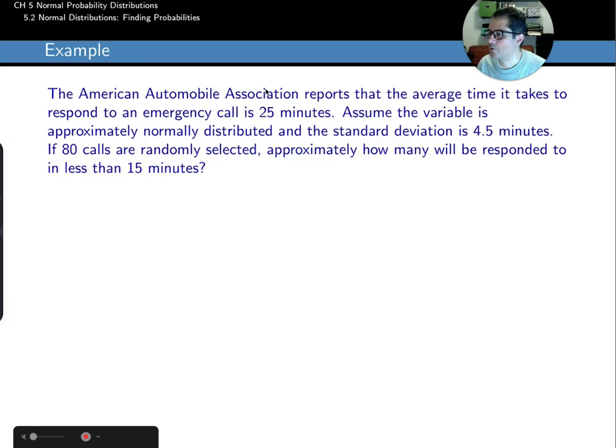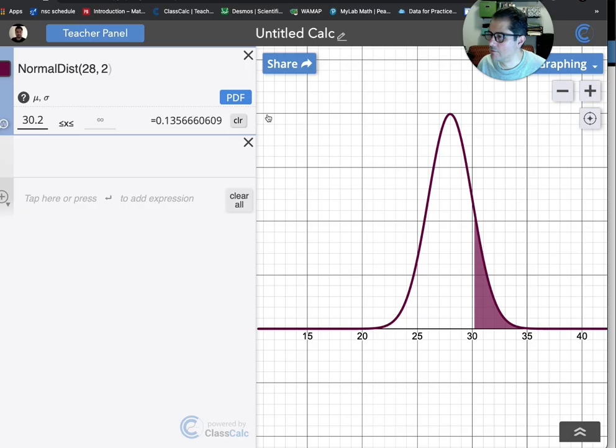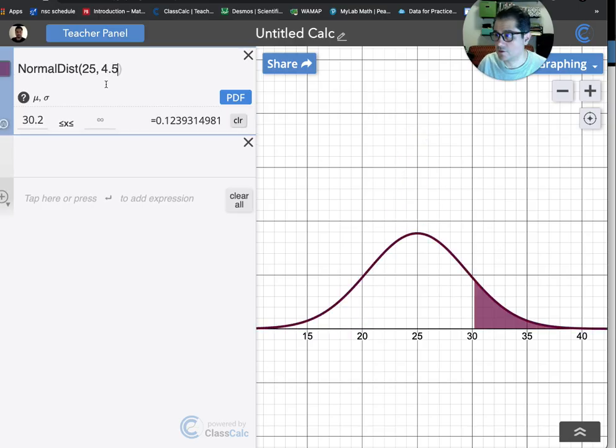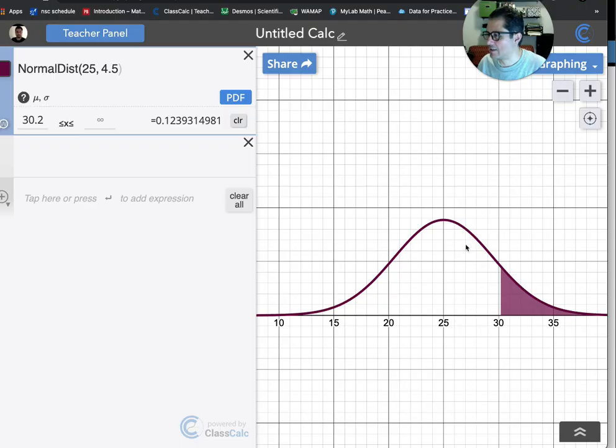So the mean is 25, and the standard deviation was 4.5, so that goes in the second entry. This gives you the order, the mean and the standard deviation. It's kind of the same values as before, so I don't have to adjust this graph. In fact, I don't like it when it gets very skinny. I like this one better.